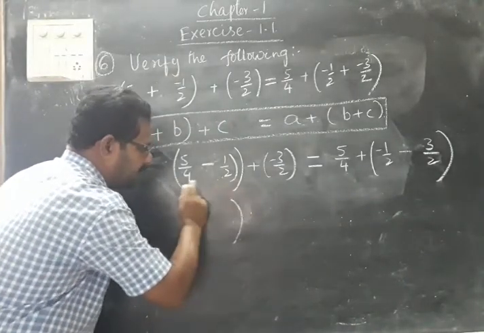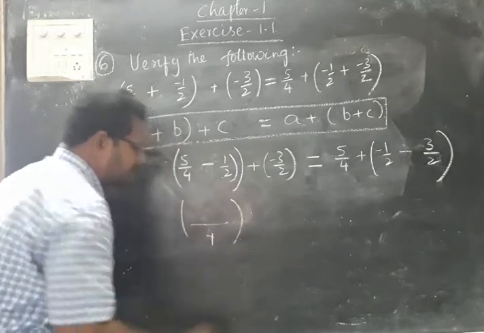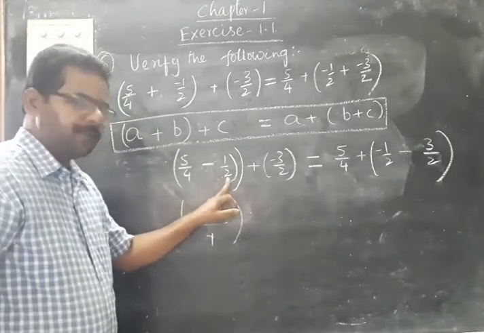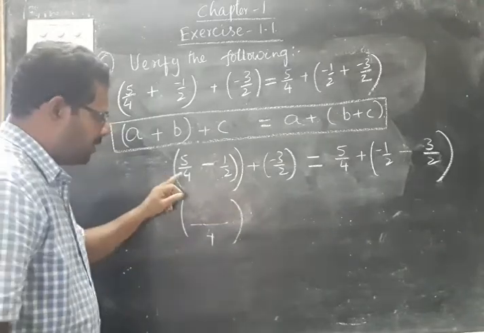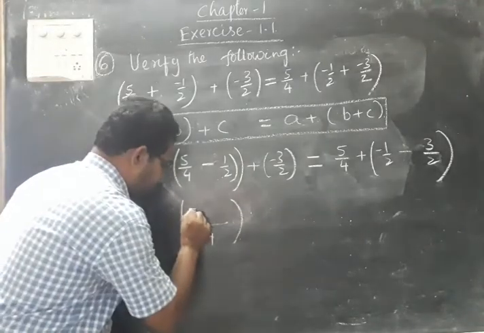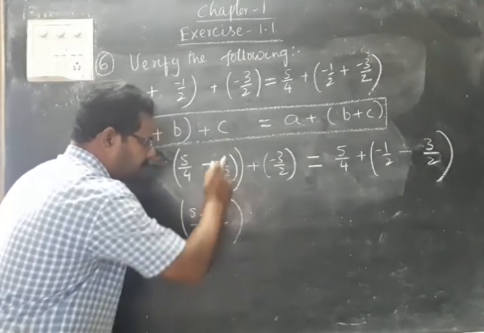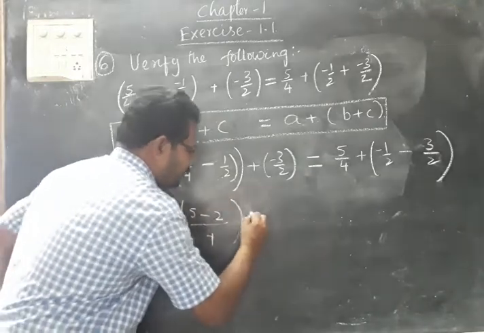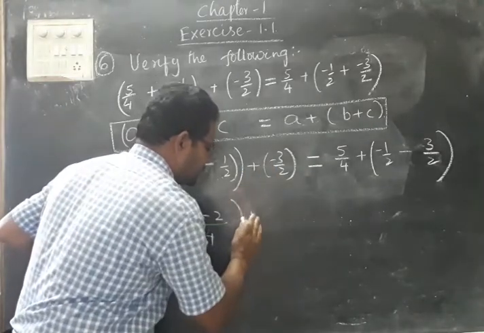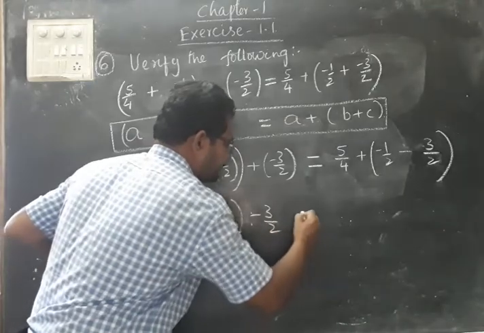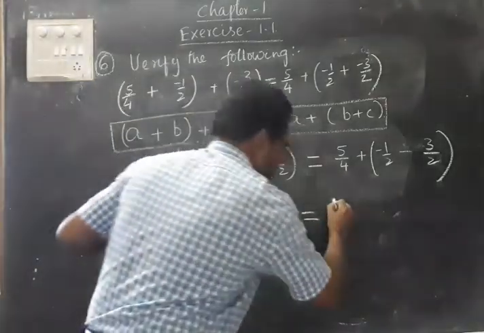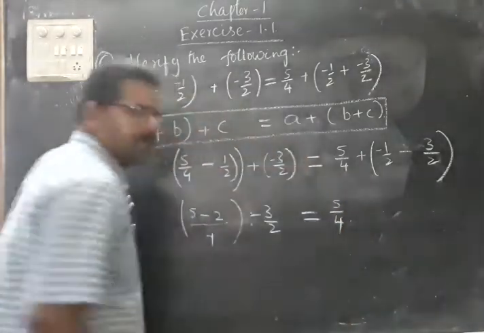4 and 2 are the denominators. You can take 4 as the LCM, because 2 2s are 4, 4 1s are 4. 4 1s are 4, 5 1s are 5. 2 2s are 4, 1 2s are 2. Plus here also plus into minus is equal to minus, you can write minus 3/2. Coming to right hand side, 5/4 you can keep like this.